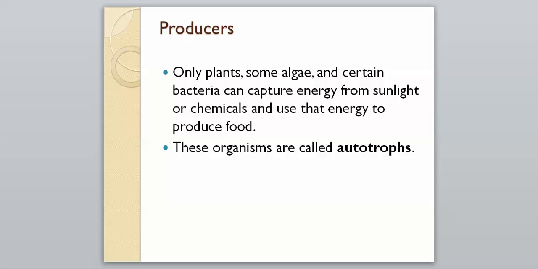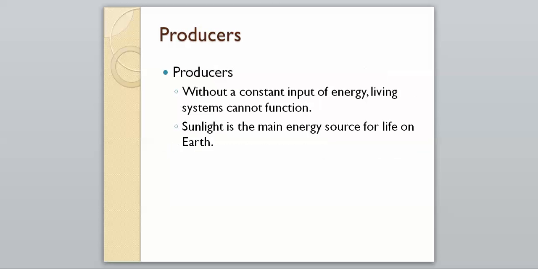We've mentioned this before. Organisms that can make their own food are called autotrophs. And again, going with the theme of producers, without a constant input of energy, living systems cannot function, and sunlight is the main energy source for life on Earth. So this is going along with the same fact that we need energy in order to study all of those processes that we talked about yesterday, all the different populations, all of the different ecosystems. They would not exist if sunlight was not around.